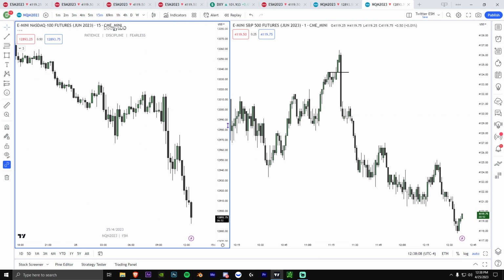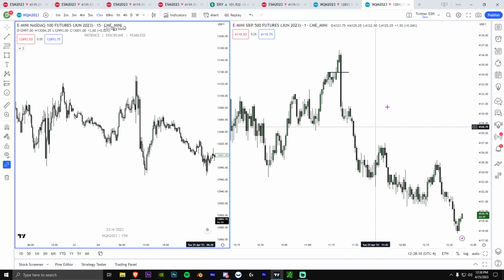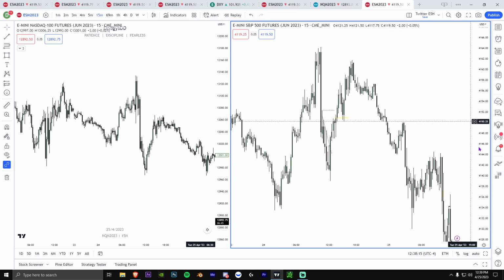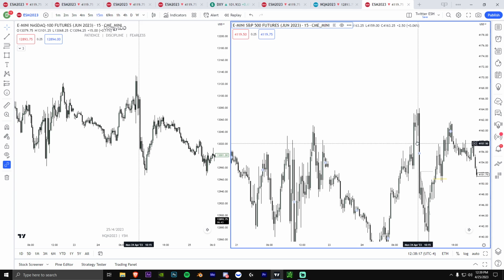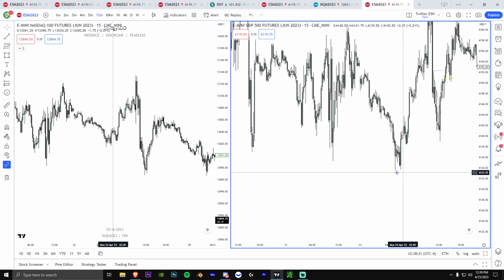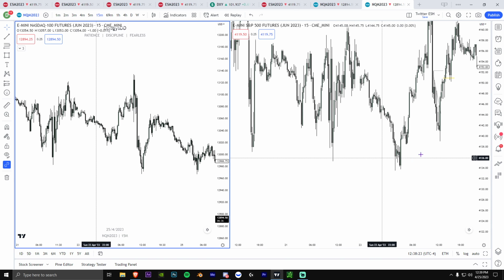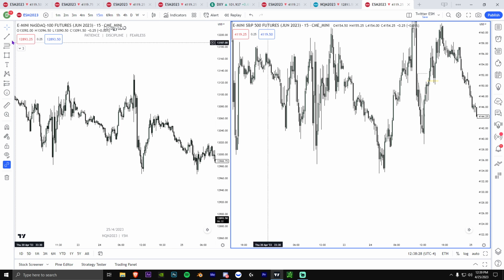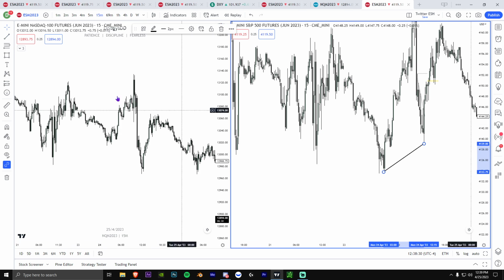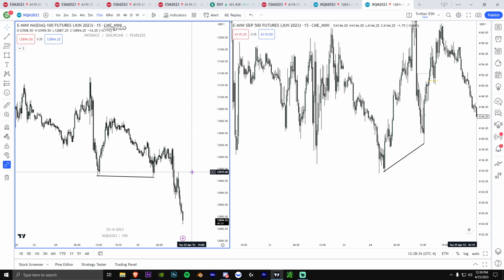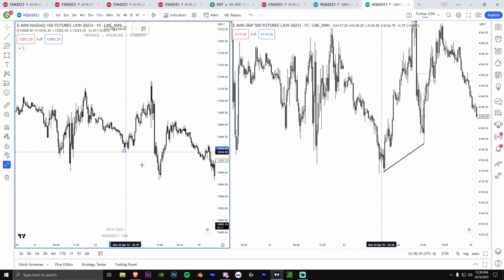So basically, if you don't know already, let me see if I can find an example. Something like this, right? On this chart, we have a low right here and a low right here, and you can see we make a higher low here and a lower low here. Sorry, my bad, it'll be right here, lower low here.